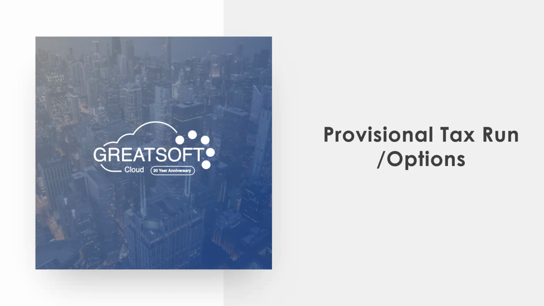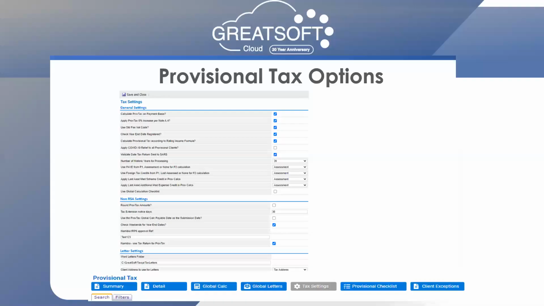So I want to cover some of these now and how these can affect your Prof tax run. So the area I'm going to cover right now is the provisional tax options. If you look down at the bottom on the Prof tax dashboard, there's a tax settings. If you don't have access to this, this is an administrator section because it has quite interesting effects on your Prof tax run. So if you're not seeing it, it requires an administrator to access it.